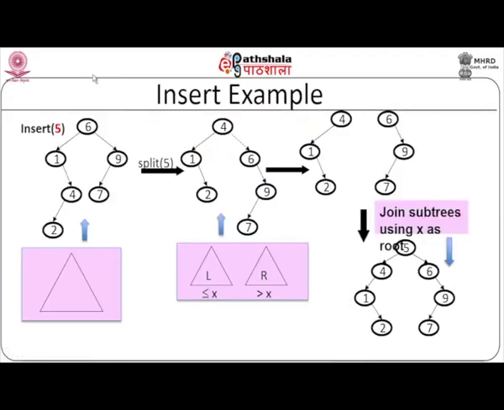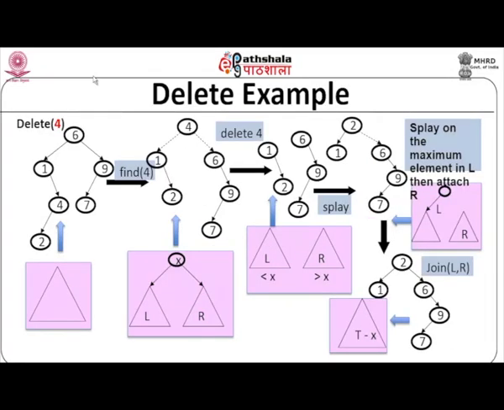For the insert example, let us assume that we are inserting the node 5. You split S at 4 this way, and then you attach 5 as the root, joining the subtrees using x as the joining node. So, this is what we get. For the delete example, you find 4, delete 4, splay on the maximum element in L, and then do the attachment. So, this is what we do.